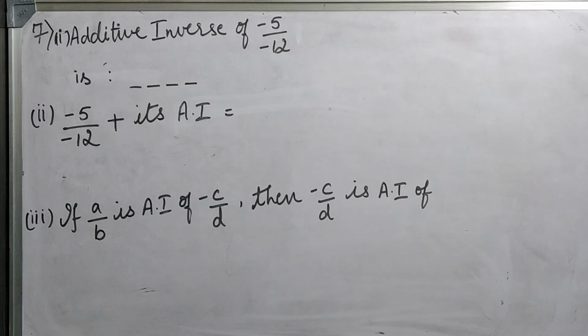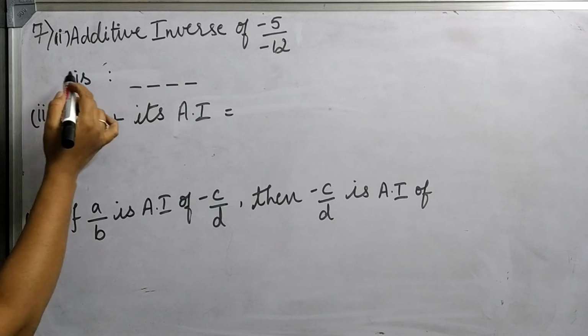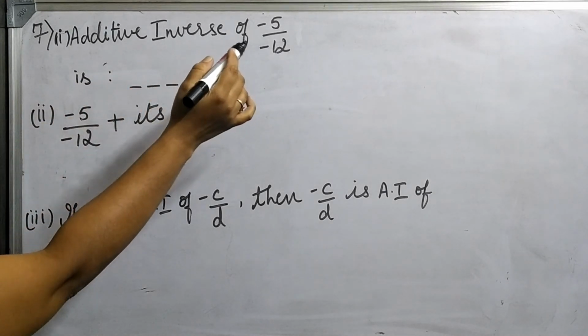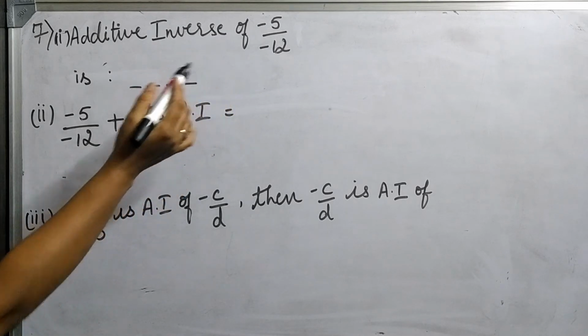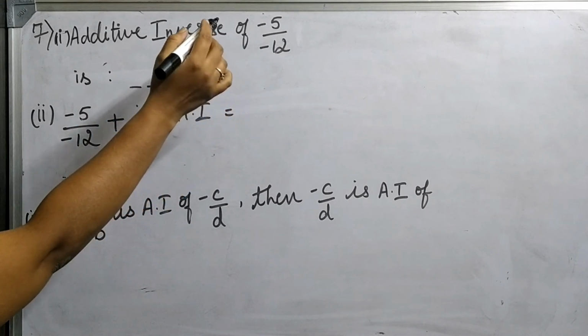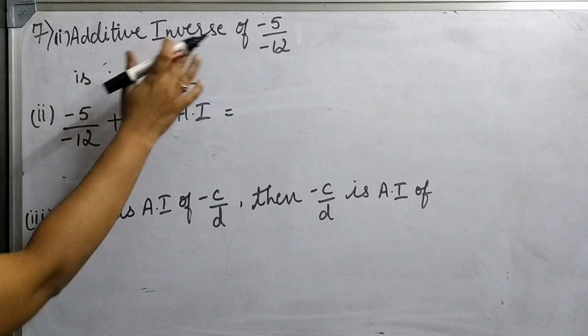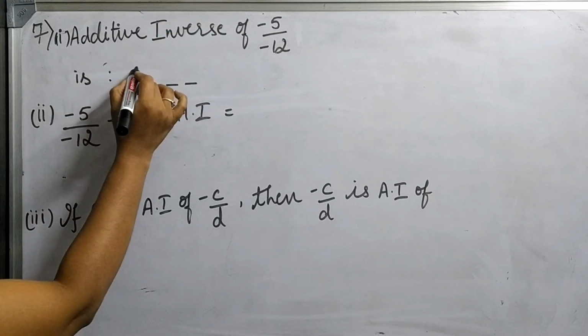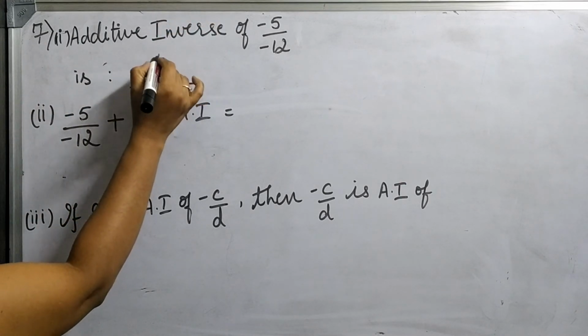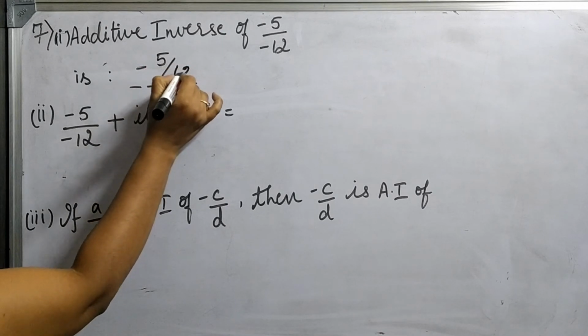Let us move on to question number 7. So the additive inverse of minus 5 divided by minus 12, which is nothing but minus 5 by minus 12 is plus 5 by 12. So what is the additive inverse of plus 5 by 12? It is minus 5 by 12.